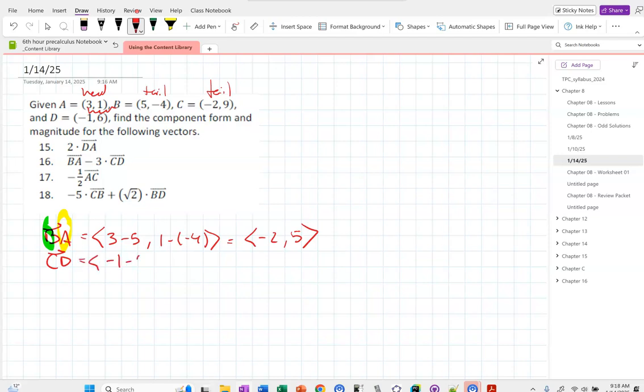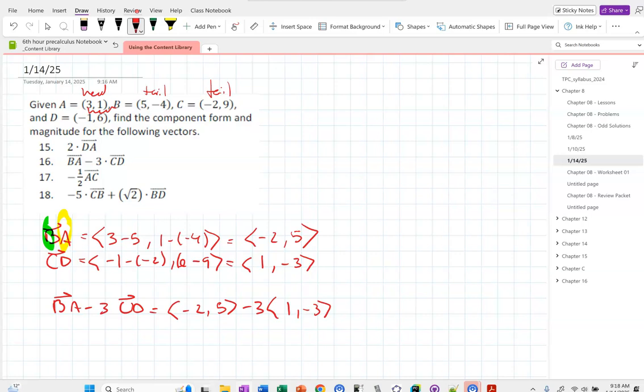So if we do head minus tail, we got that. So if I say BA minus 3 CD, that's going to be negative 2.5 minus 3 times 1 negative 3. And I'm probably going to think about this instead of minus, as like plus a negative. So I'll do that scalar multiplication first, because that's the first thing we do in order of operations.